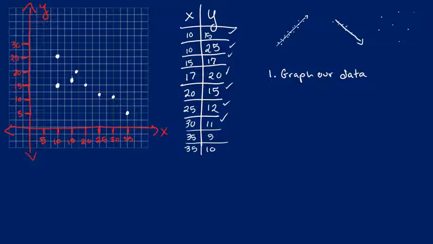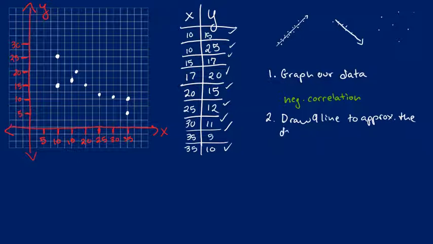And 35, 10. Alright, so you can see that not all of the points lie exactly on one line. However, there is kind of a general trend. So we do know that it is going to be a negative correlation, because we can draw a line of best fit. So here, step two is to draw a line to approximate the data trend.